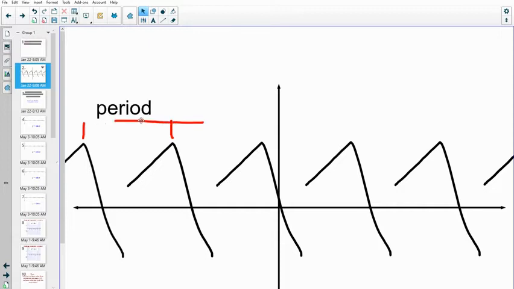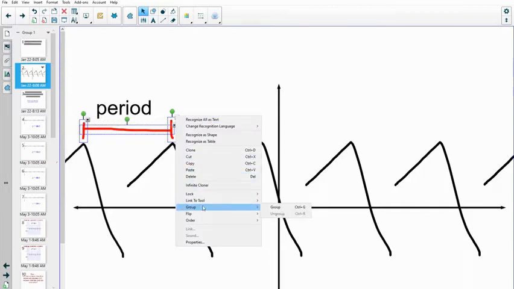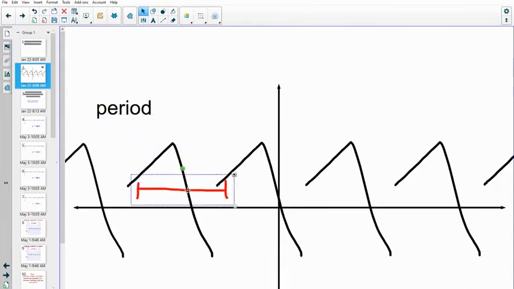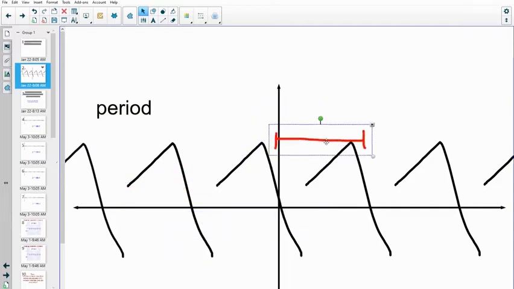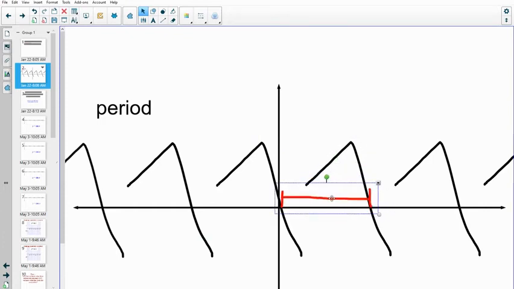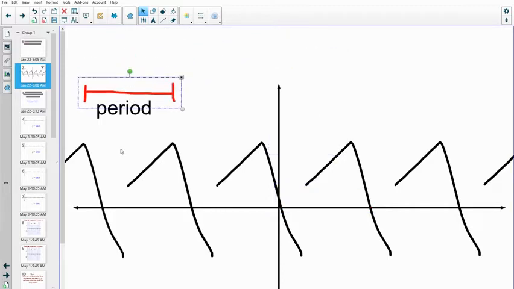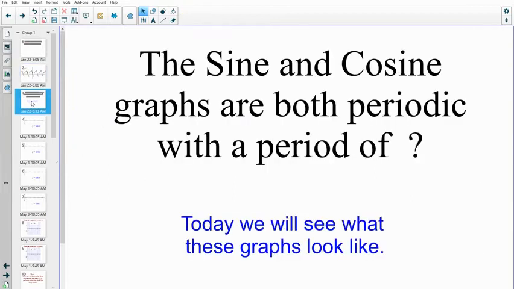And I should be able to take that. I'm going to have to lock this together. Let's see. There we go. So that would be the same as that distance, or that distance, or that distance, or any set of points that is corresponding, the place where it crosses the x-axis. If it is truly a periodic graph, then that is the distance that you could slide it over and have it repeat itself. And so the sine and cosine graphs that we'll see in just a moment are both periodic, and they have a period of blank.